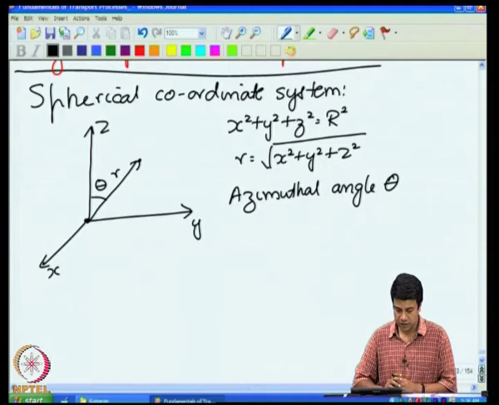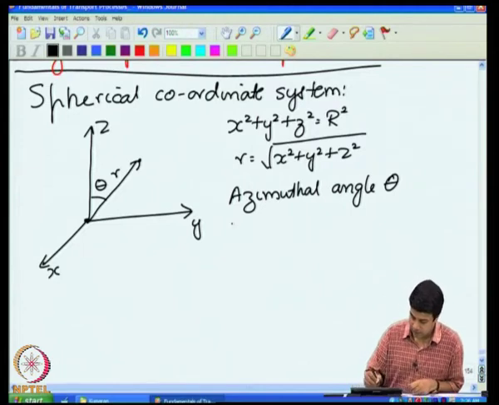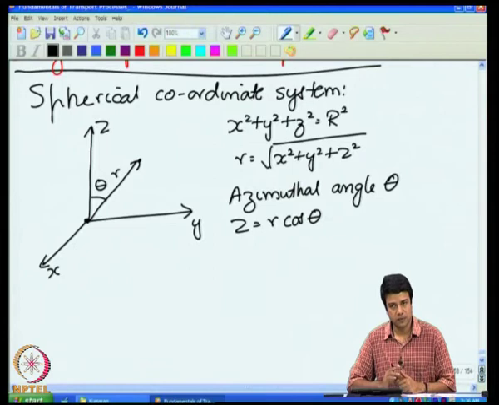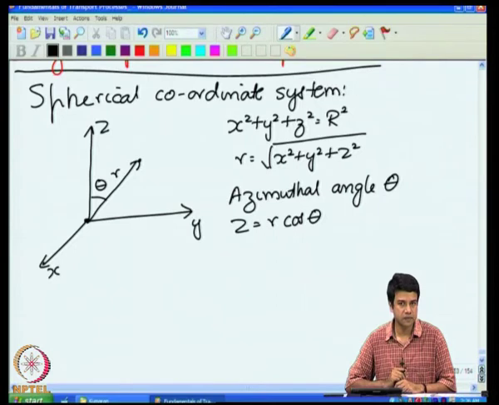At theta equal to 0, the radius vector is along the z axis. At theta equal to pi, the radius vector is along the minus z axis. So, z is equal to r times cos theta. So, z goes from positive to negative values. Along the positive z axis, theta is equal to 0. Along the negative z axis, theta is equal to pi. So, theta varies from 0 to pi.